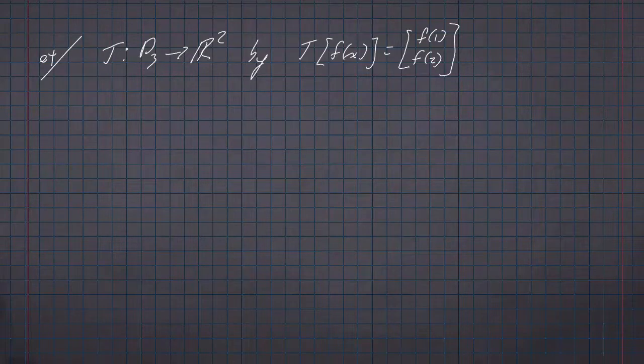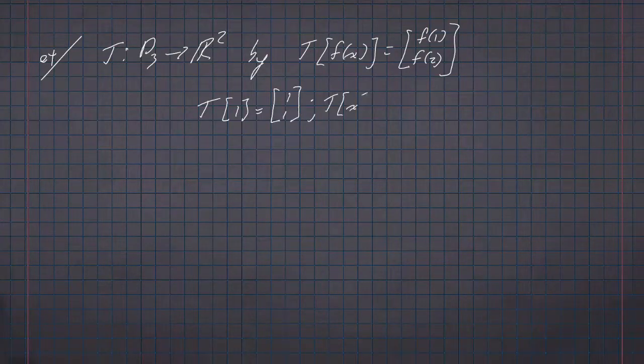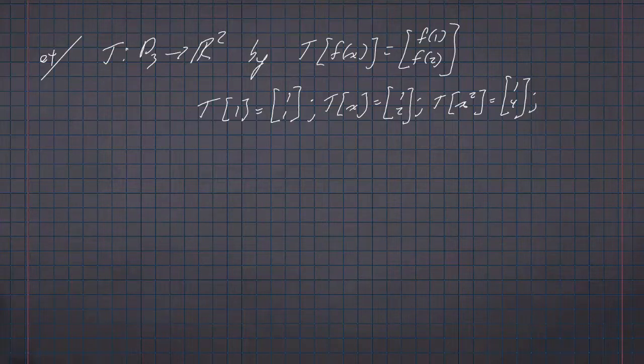Let's think about the transformation going from P3 to R2. The evaluation T of f of x is the vector f of 1, f of 2. We saw when we looked at the transformation on the basis vectors, T of 1 is (1, 1), T of x is (1, 2), T of x squared is (1, 4), and T of x cubed is (1, 8).